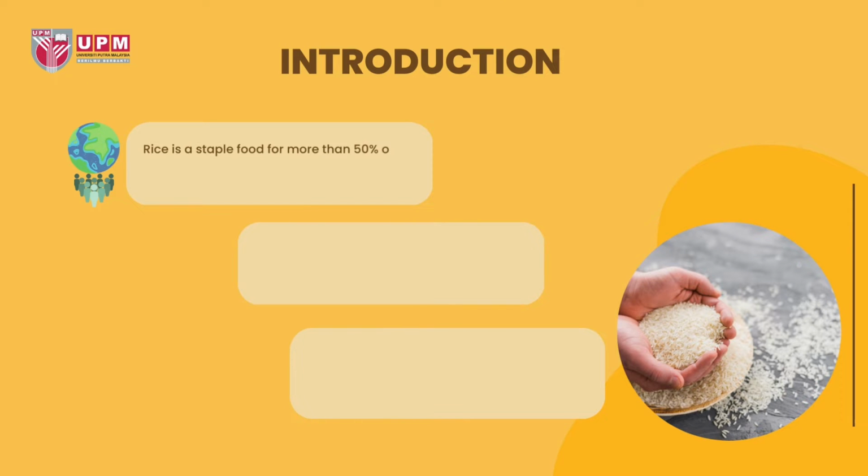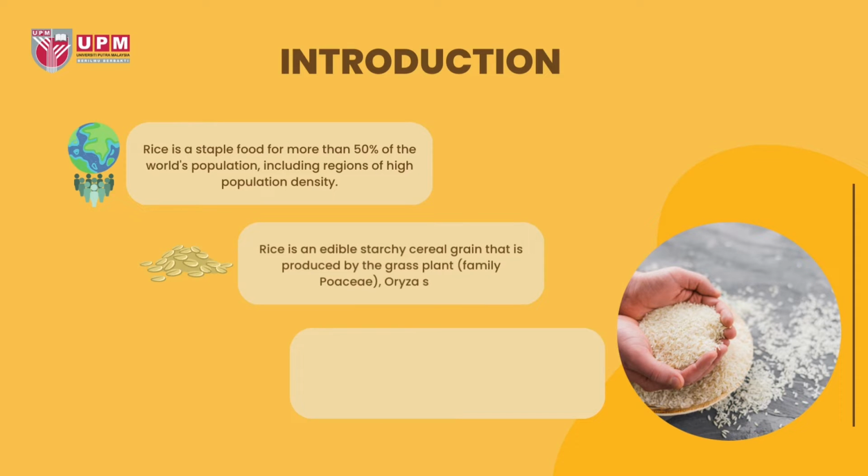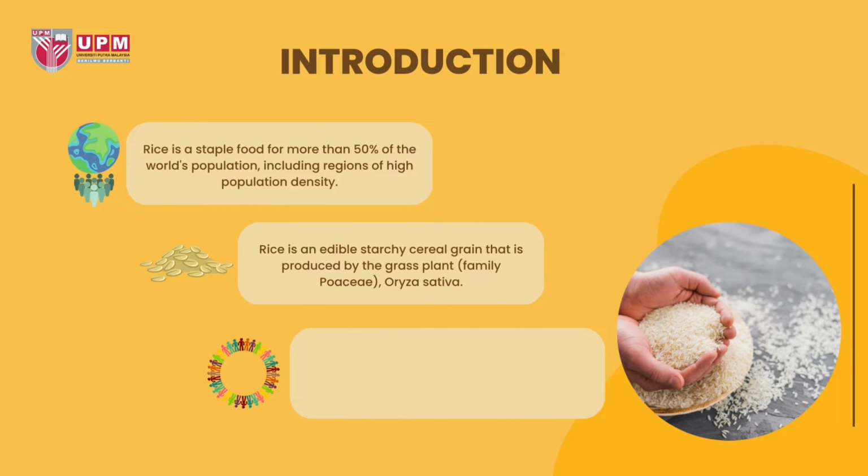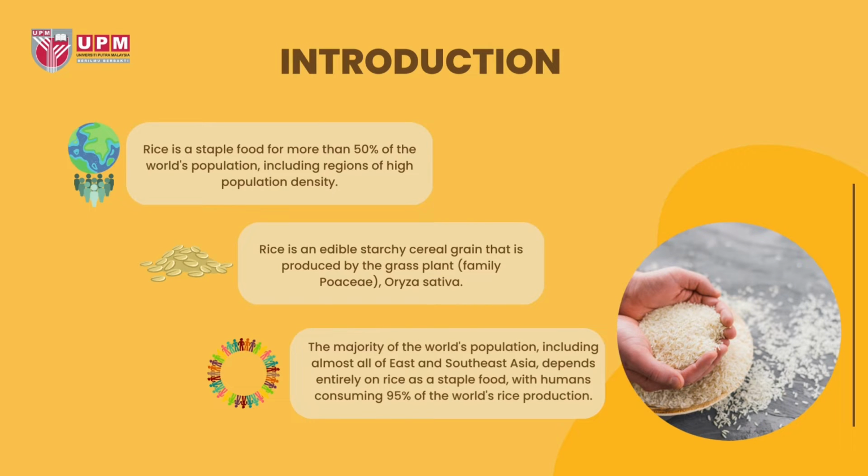Rice is a staple food for more than 50% of the world's population, including regions of high population density. Rice is an edible starchy cereal grain that is produced by the grass plant family, Poaceae, or Oryza sativa. The majority of the world's population, including almost all of East and Southeast Asia, depends entirely on rice as a staple food, with humans consuming 95% of the world's rice production.